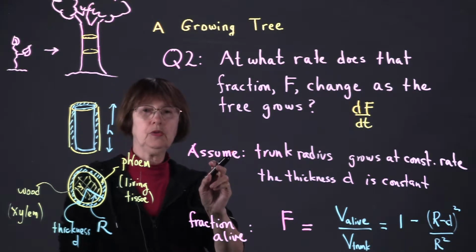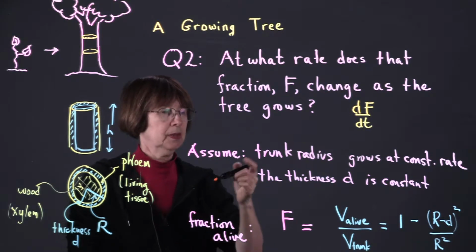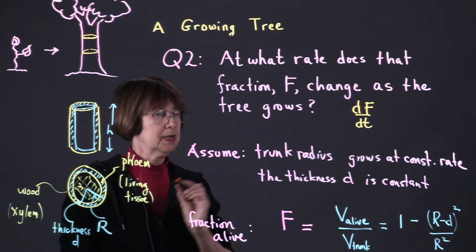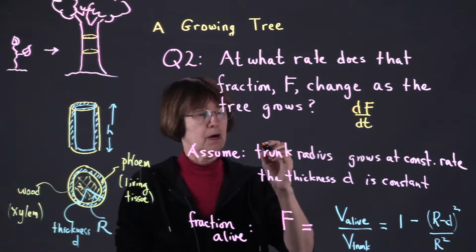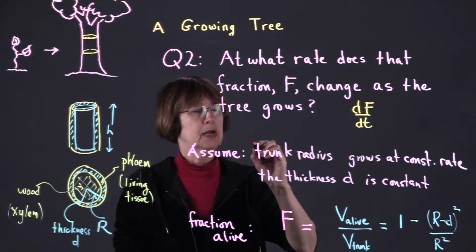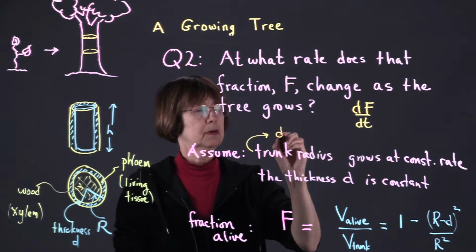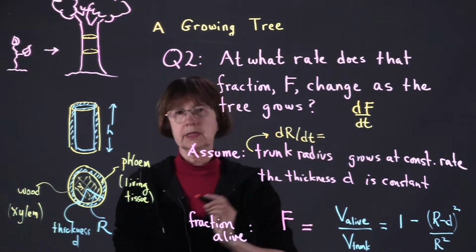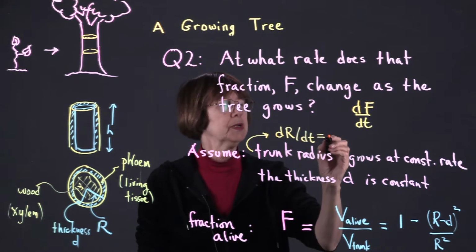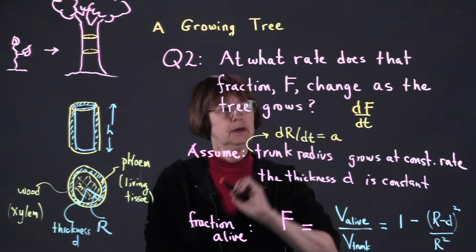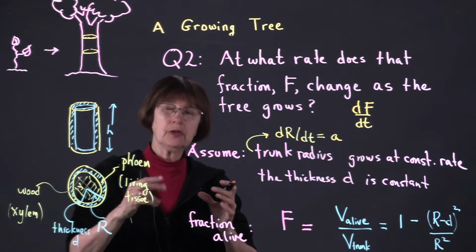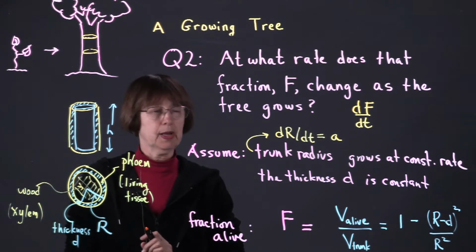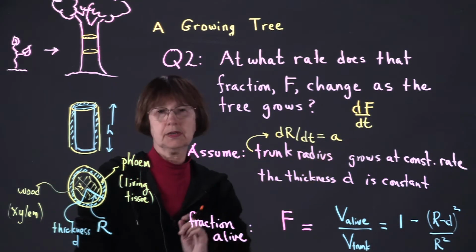Now, what do the assumptions tell us? The trunk radius grows at a constant rate. How do we interpret that? This is telling us something about r as a function of t. This is telling us that the rate of change of r with respect to time is some constant, which perhaps we can give a letter name such as a. So a is the rate of expansion of the radius of the trunk as a whole. Think of it growing outwards at this constant rate.